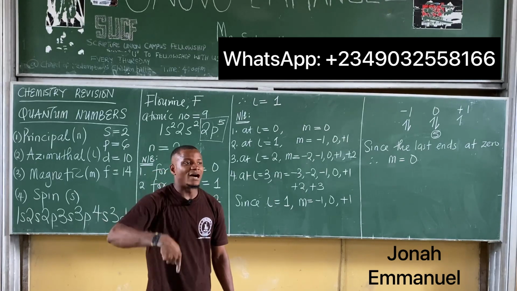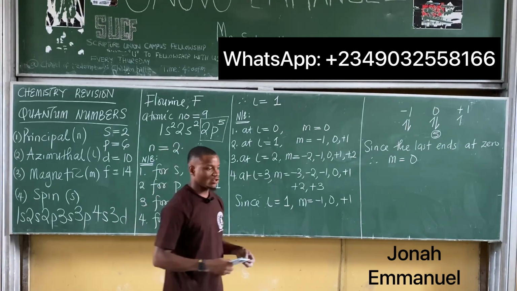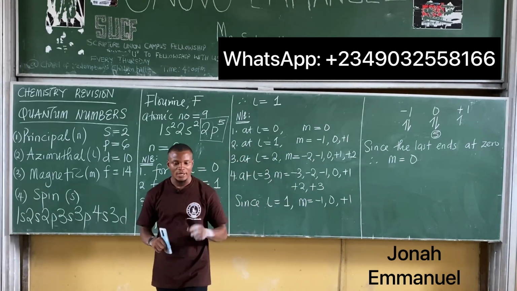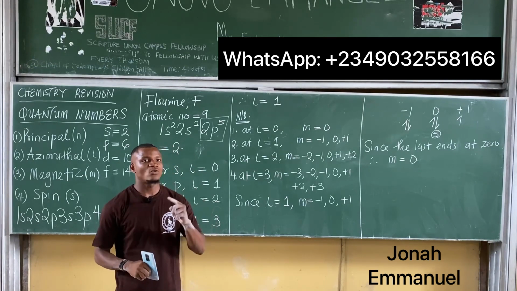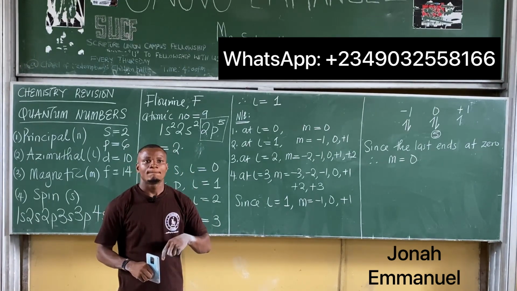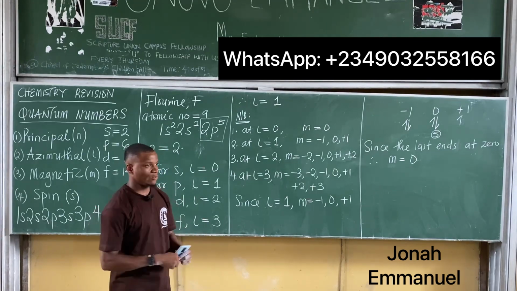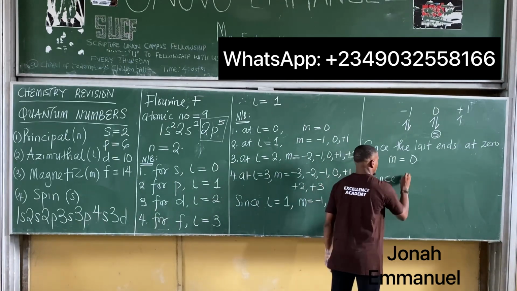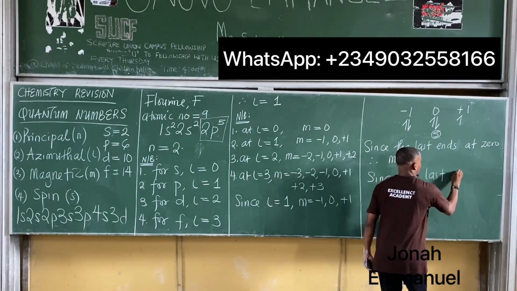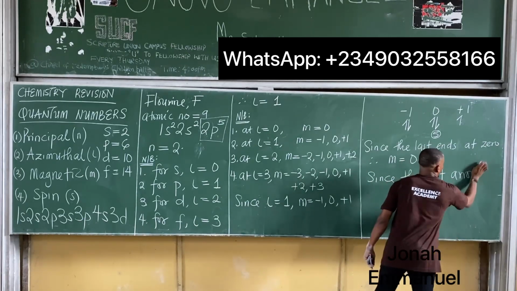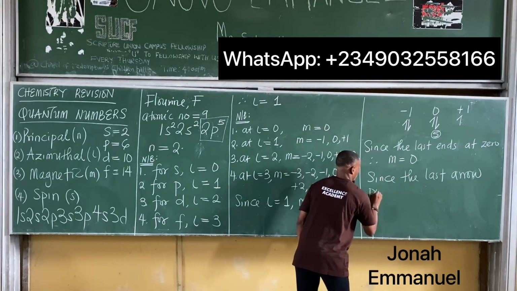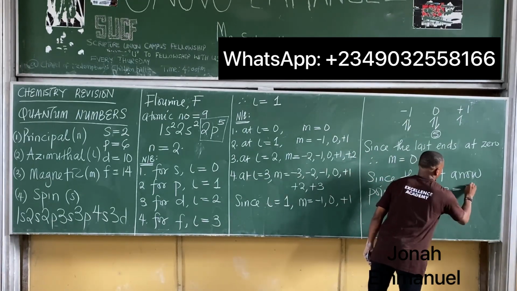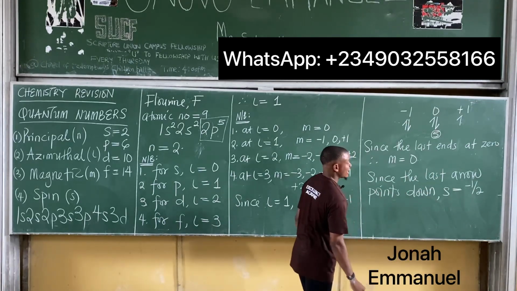If the arrow points down, S is equal to minus 1 over 2. But if it points up, S is equal to plus 1 over 2. Please check the last arrow. Is it pointing up or down? It points down. What happens there? S is equal to what there? So look up, please. This is how you present your work.